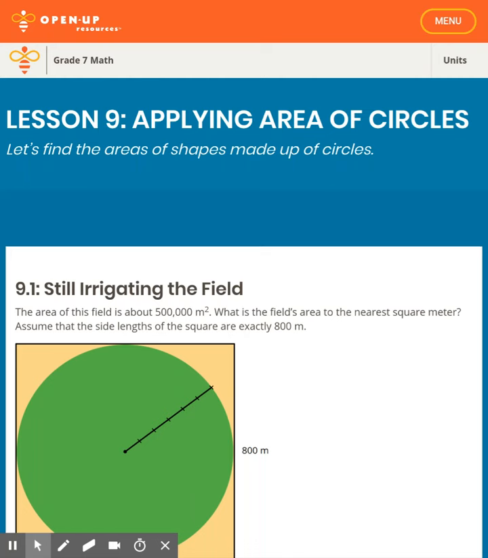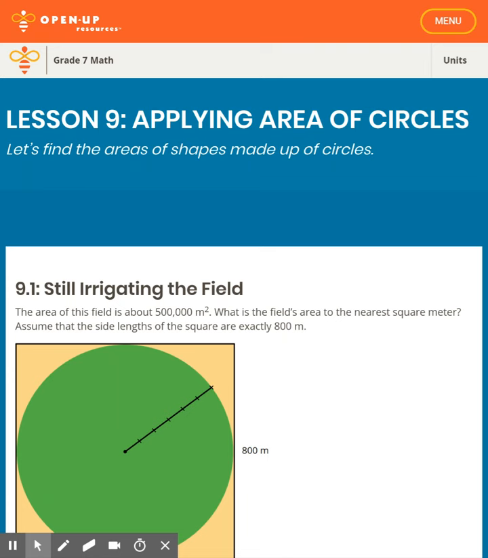So let's take a look at lesson 9 from Unit 3 in 7th grade math, applying the area of circles. So we're determining the area of circles throughout this. One thing they note in the complete lesson plan is that you might want to let students use 4-function calculators for this lesson so that they don't get bogged down in the calculation, but actually get the practice with using the formula and doing the work here.